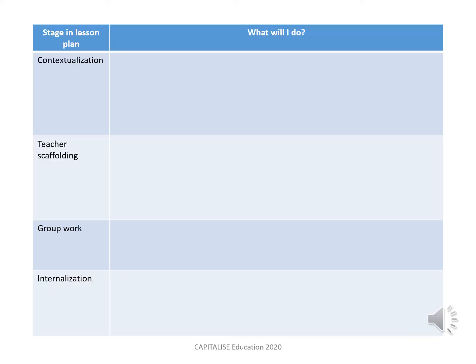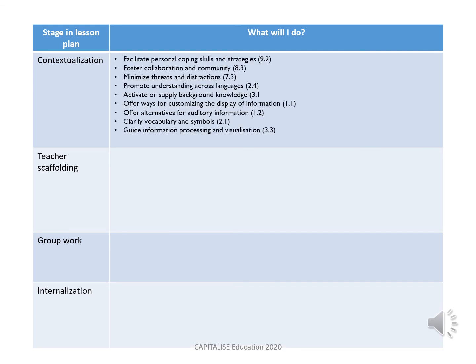This is a way of looking at how we can embed the UDL checkpoints into the 4 stages of contextualization, teacher scaffolding, group work, and internalization. This table is useful because we can go back to our UDL checkpoints that we identified earlier and include them where they fit appropriately within Vygotsky's learning process. We then take the UDL checkpoints that we identified earlier and start applying them to the 4 stages of Vygotsky's learning process.